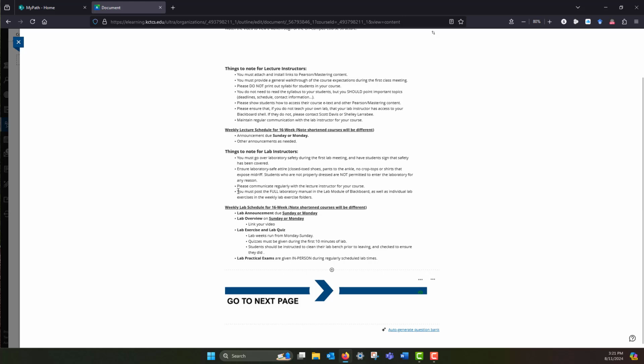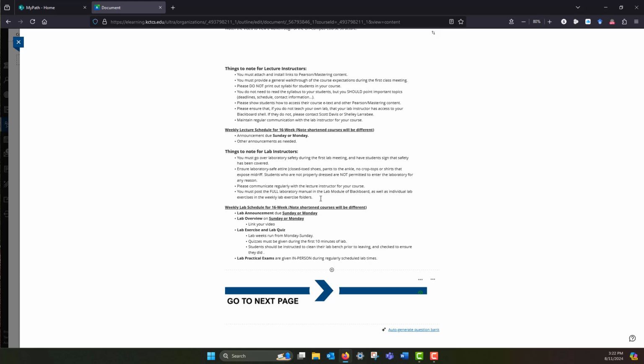Now, there will be a lab manual that you must provide to the students. So there's going to be two versions of the lab manual. One is the full laboratory manual that you will post in the lab module of Blackboard. But I'm also going to make available individual labs. They're the same labs that are in the full lab manual. But instead of having one very large document, you will post Lab 1 in the Lab 1 folder, Lab 2 in the Lab 2 folder. That way, the students have access to individual labs within their weekly lab folders. You must post that for the students.